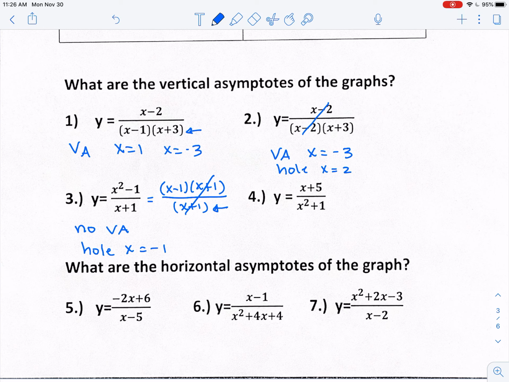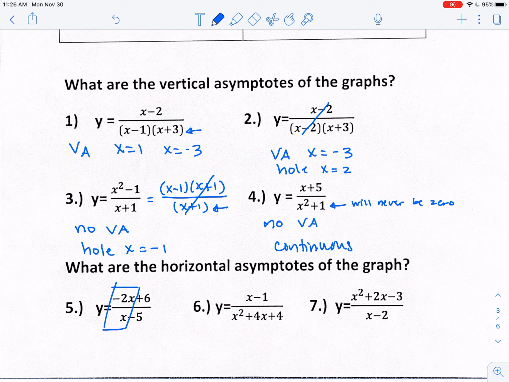For number 4, let's see. Nothing factors, the denominator will never be 0. There is no vertical asymptote because this is a continuous function. Okay. Now let's look at horizontal asymptotes. Okay, we're going to take a look here.